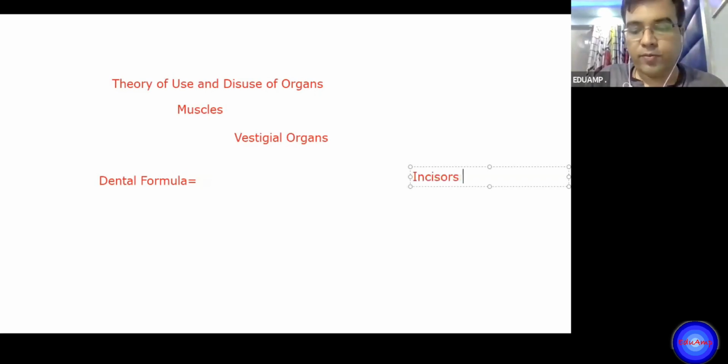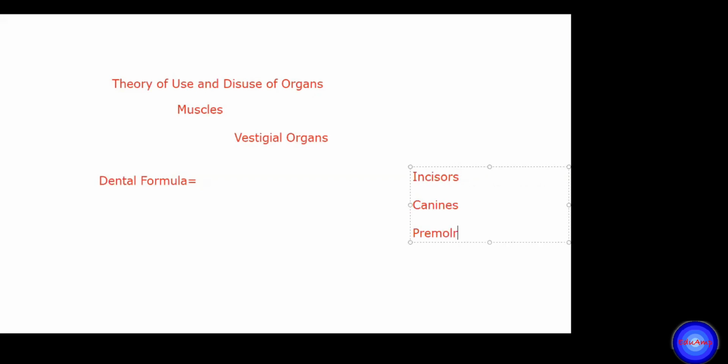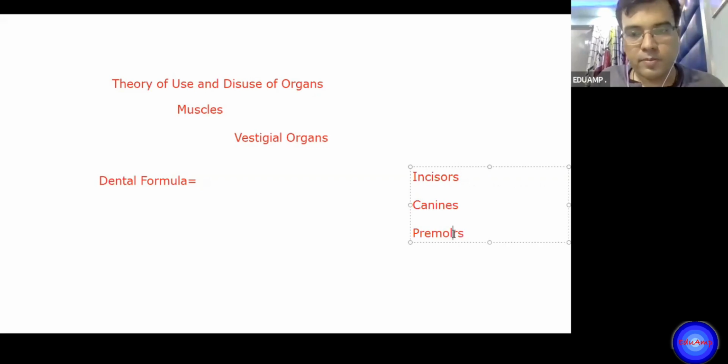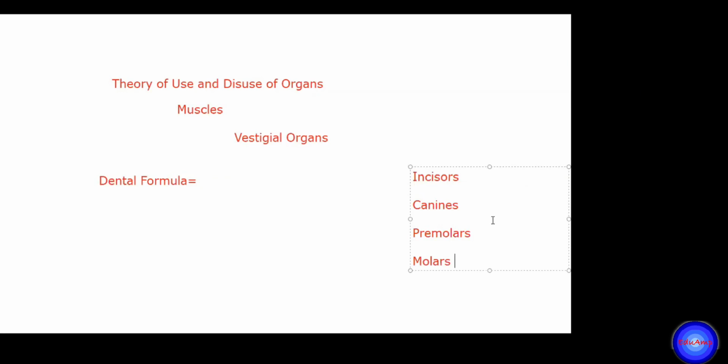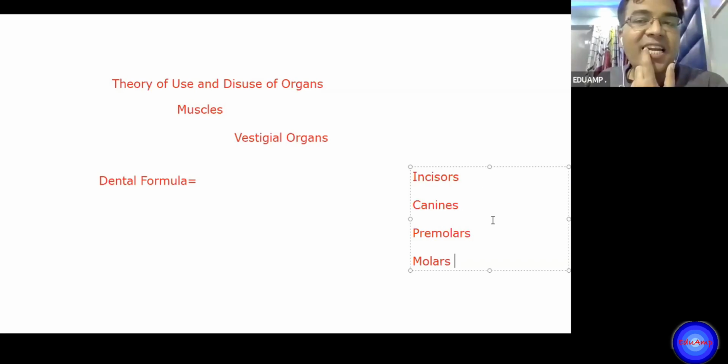Incisors, canines, premolars, and the last is molars. ये जो चार तरह के टीथ हैं ये अपने आप में बहुत इंपॉर्टेंट हैं। इंसाइजर्स कौन से होते हैं? ये आगे वाले। फिर ये जो स्पाइनी हैं, these are canines, then premolars and then molars.